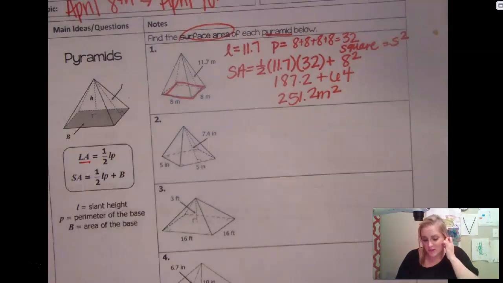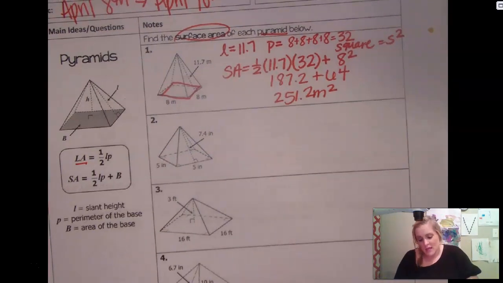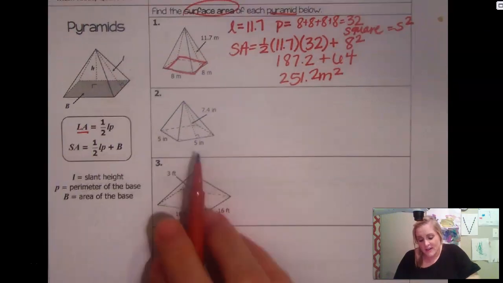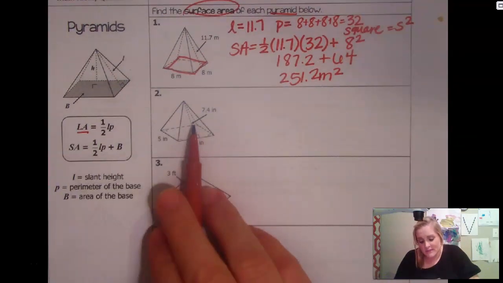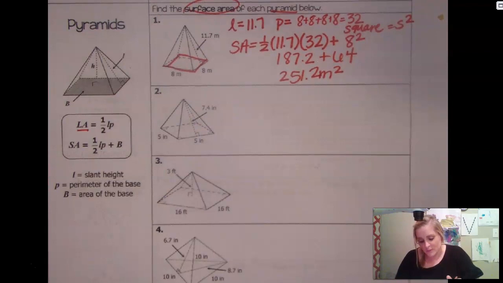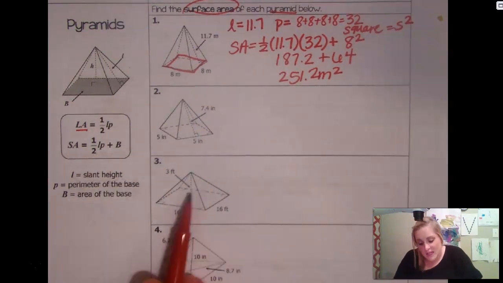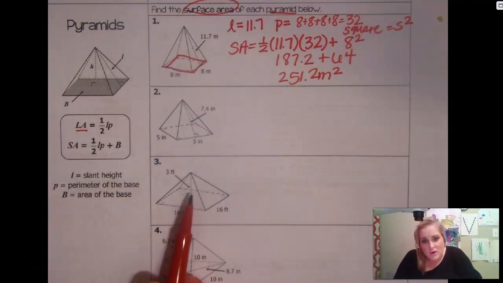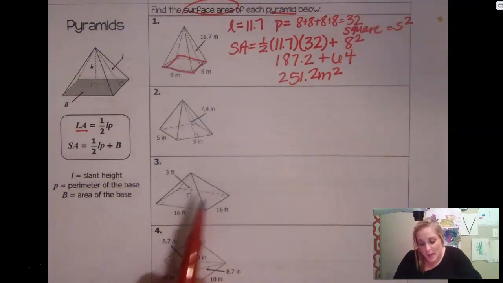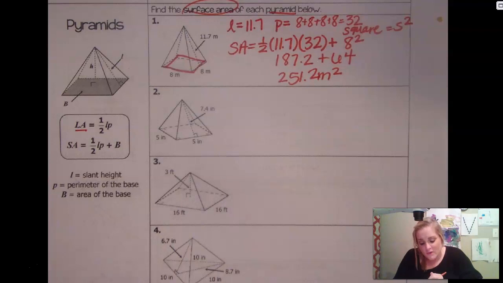Okay, I'm not doing number 2. It's exactly the same thing. You're just doing, instead of 8, 5, and instead of 11.7, 7.4. Everything's the same with number 2. Number 3, though, they give you the height of the pyramid, they don't give you the slant height. So we're going to have to find that.